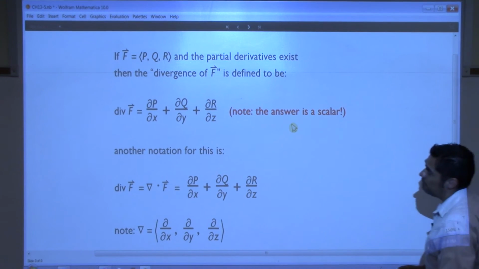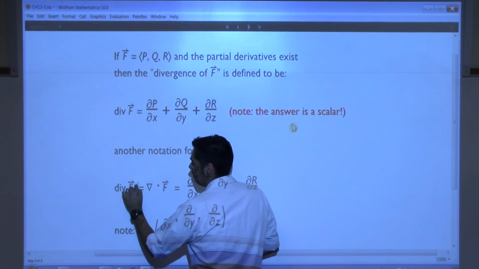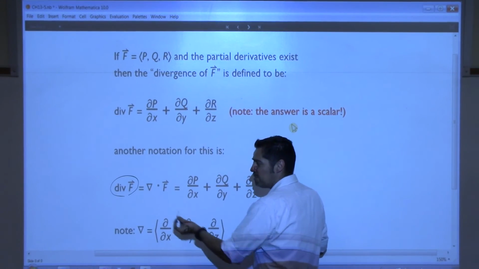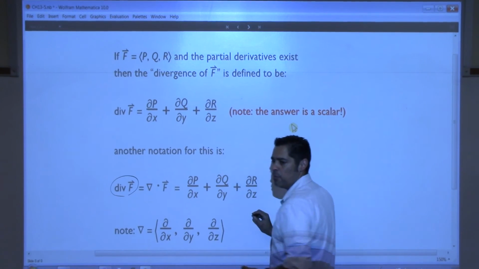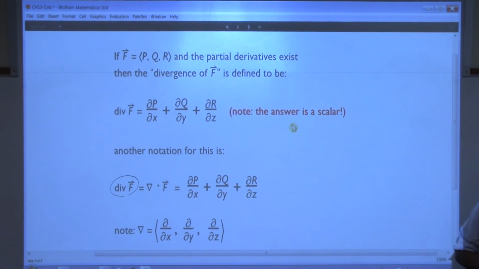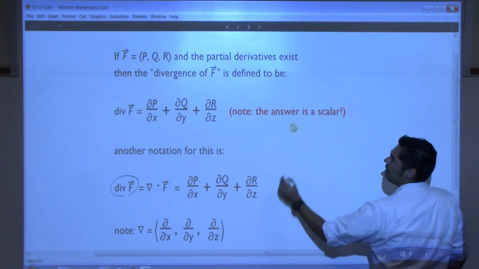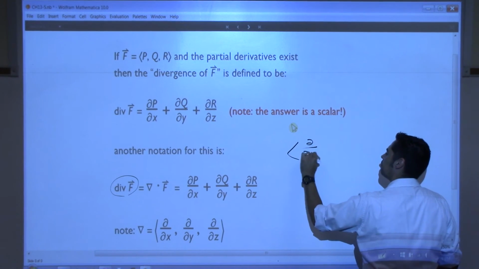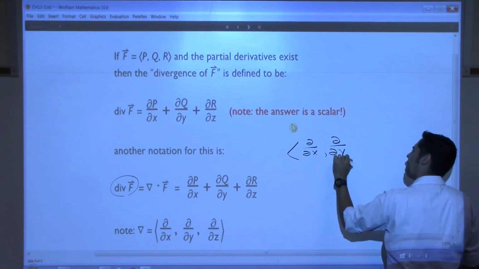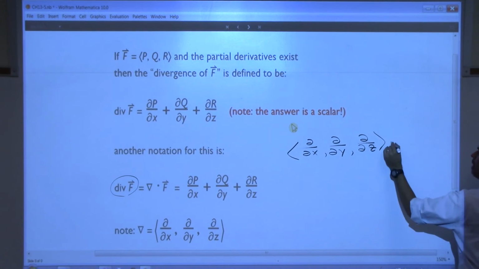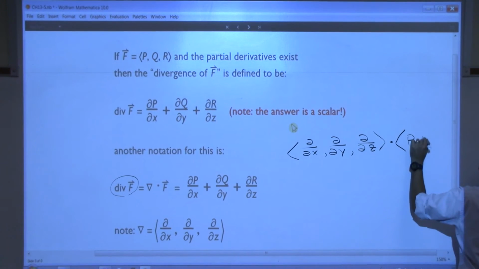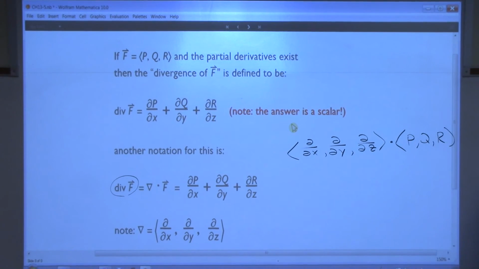So div, the notation for it is div f. It does involve del again. There's del, a differential operator, but instead of crossing it with f, we dot it. And we like dotting vectors, right? Dotting vectors is so much easier to do. So this is del, and this is f, with components p, q, r. Then if I dot them, I do this and this together.